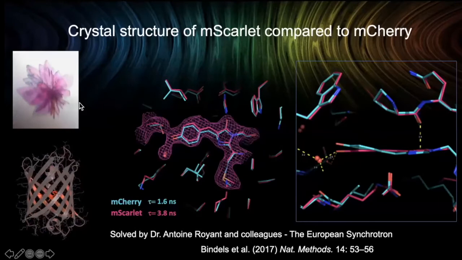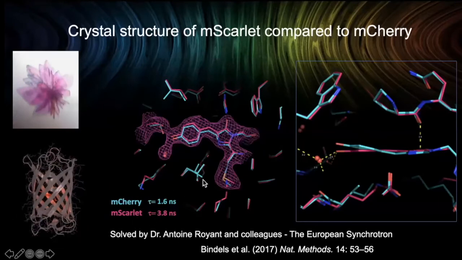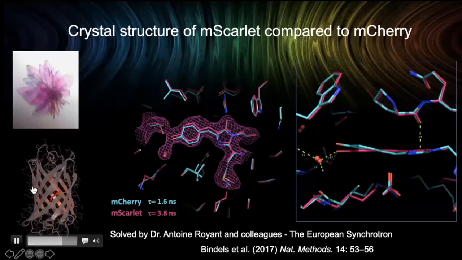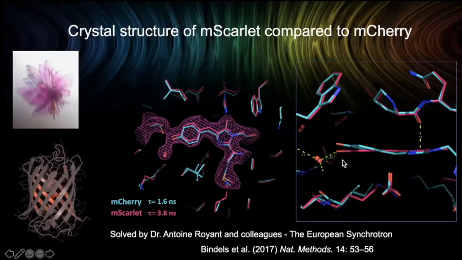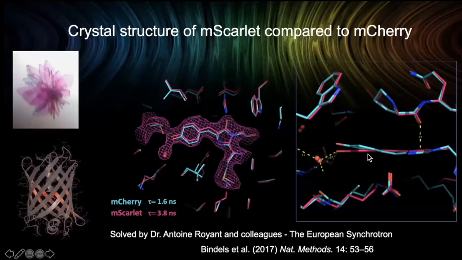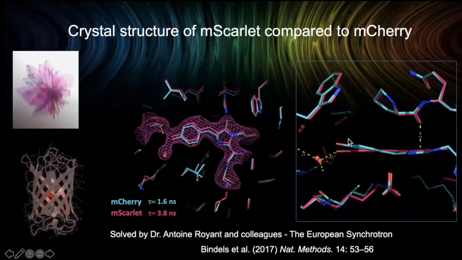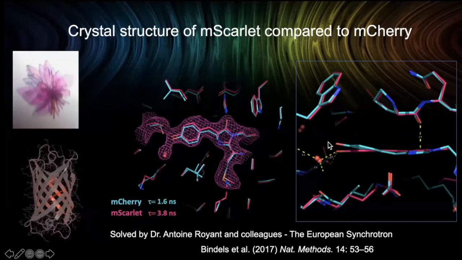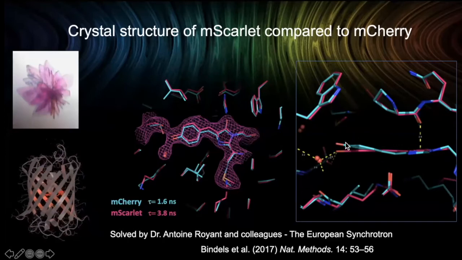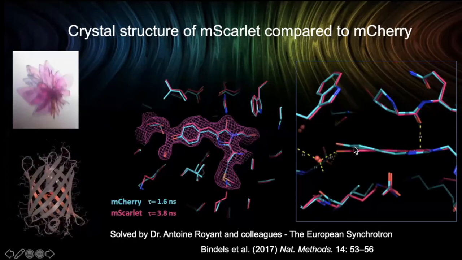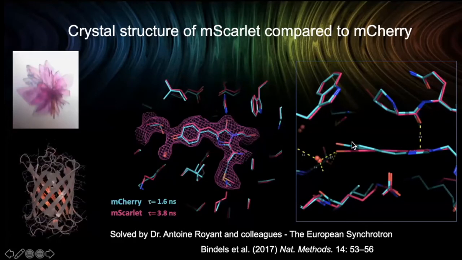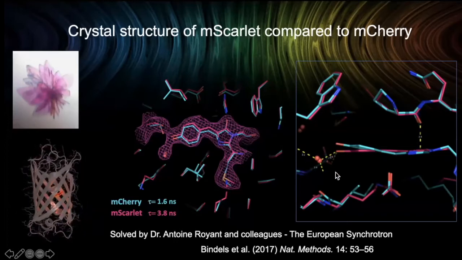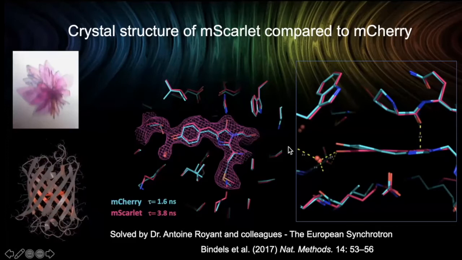And well, with Antoine Royant, a colleague in France, we solved the crystal structure. So you see nice, beautiful pink crystals that are formed by Scarlet. This is the beta barrel structure. And the trick is that the chromophore is completely planar, completely flat inside the beta barrel. Superimposed in cyan here is the cherry chromophore, which you can see is a bit banana shaped. And due to this extra strain on the chromophore in cherry, we believe this causes the lower quantum yield. And so Scarlet is perfectly stabilized by surrounding amino acids. So that's what required all the intense mutagenesis, to stabilize and straighten out the chromophore nicely.